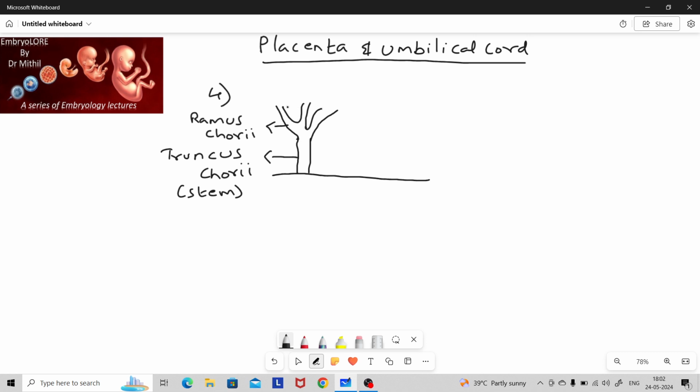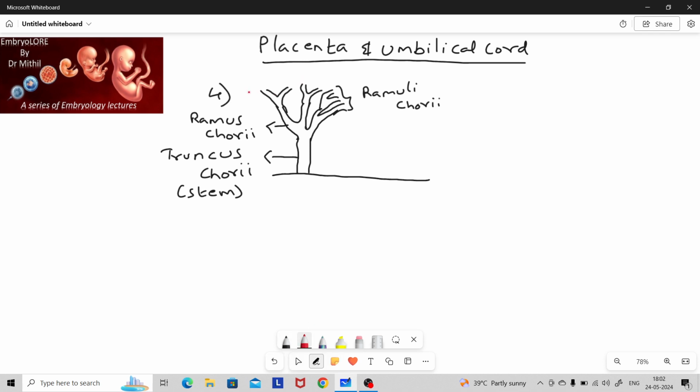And still further, this ramus chorii will once again undergo branching, and as they further branch, we will call them the ramuli chorii. So truncus chorii, ramus chorii, and lastly the ramuli chorii, and on these the cytotrophoblastic shell will be forming.